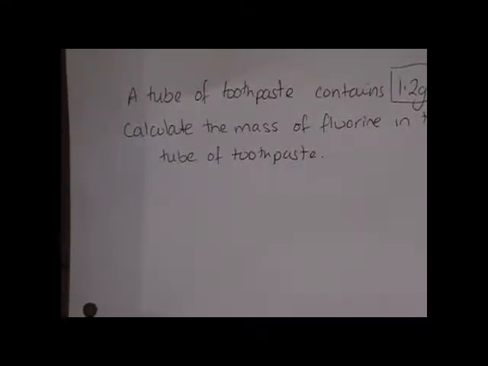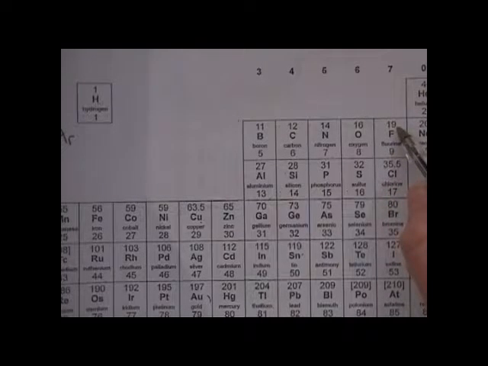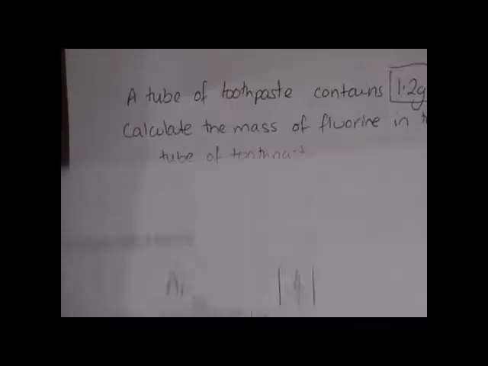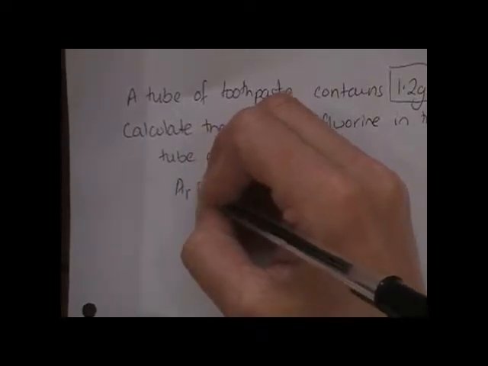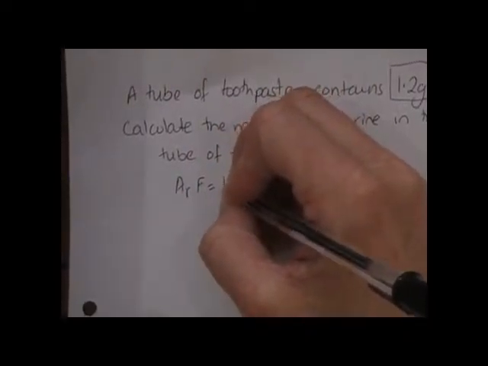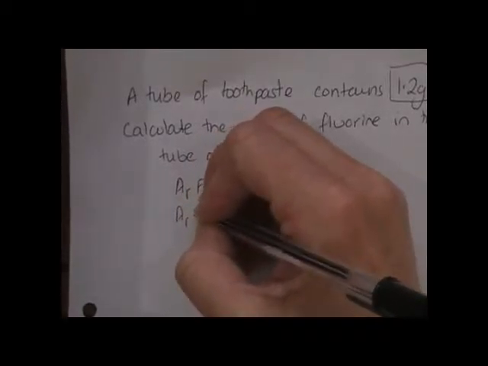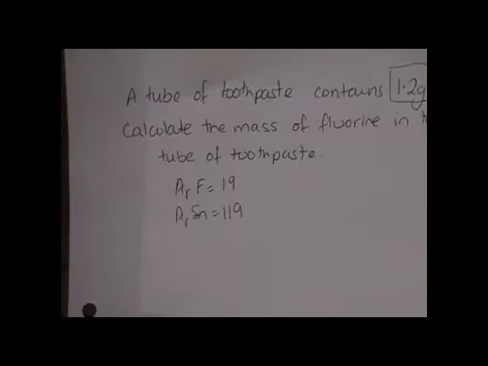So the first thing you want to do is go back to your periodic table and find your ARs, your atomic masses. So here we are. We've got fluorine up here at 19 and tin down here at 119. So I'm going to put those values down into my question. You would have this information given to you already in your question. If not, then it's as simple as looking at the top number on your periodic table. Okay, now I've got those numbers.